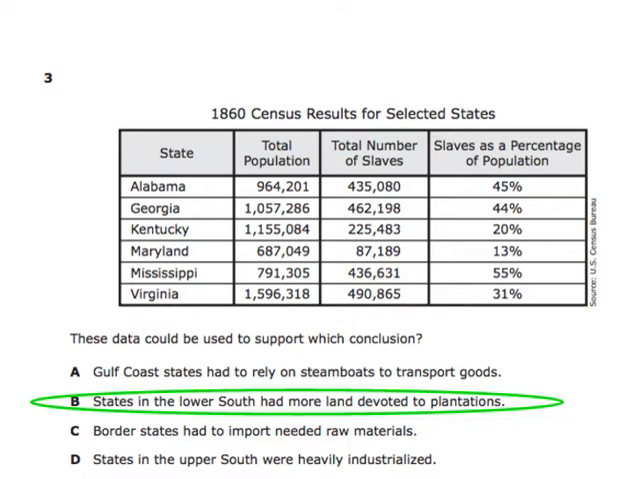States in the lower South had more land devoted to plantations. So we could look at that as an example because Alabama and Georgia, Mississippi, they were all far south. Kentucky, Maryland, and Virginia, they were southern states, but they were further north. So you have to know a little bit about geography to be able to answer this one.